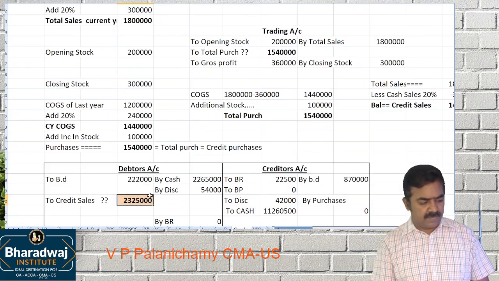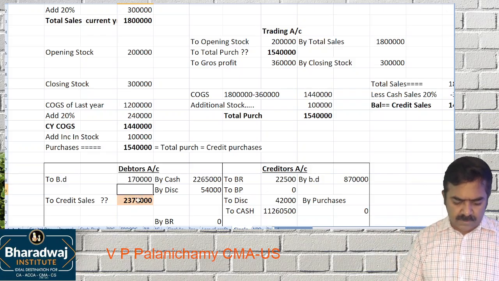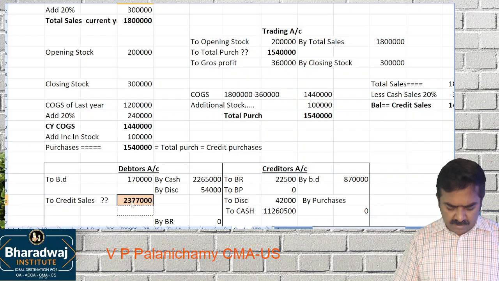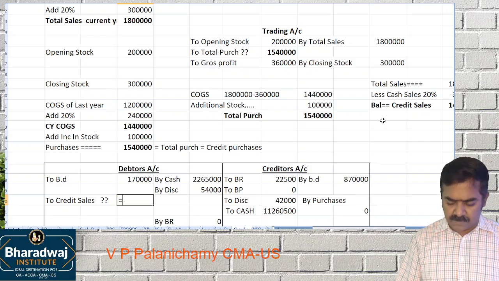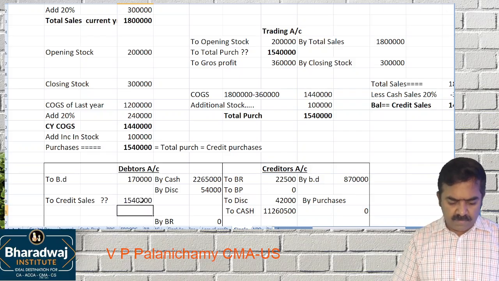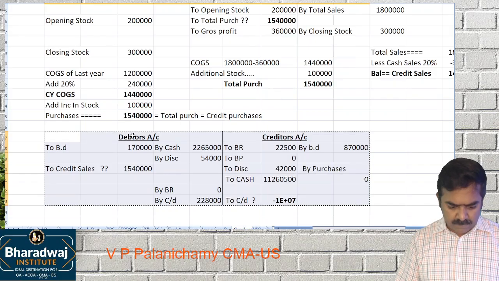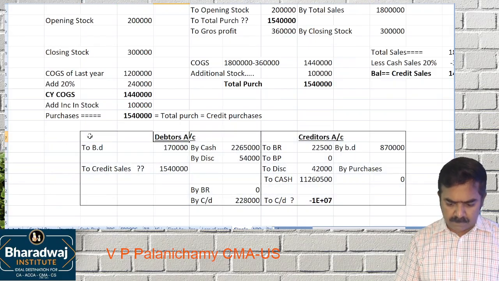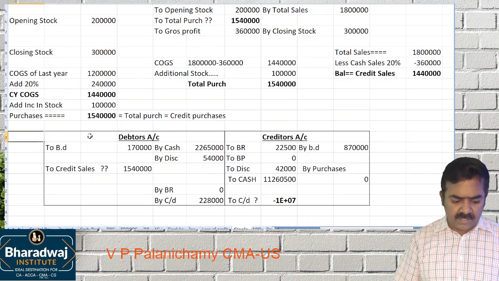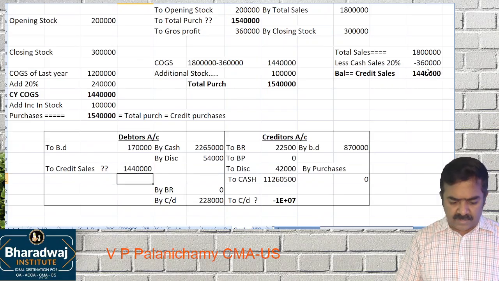What is the opening balance of debtors given? 1,70,000. Credit sales we worked out. It's not a balancing figure. We worked out credit sales. How much? 14 lakh 40,000.